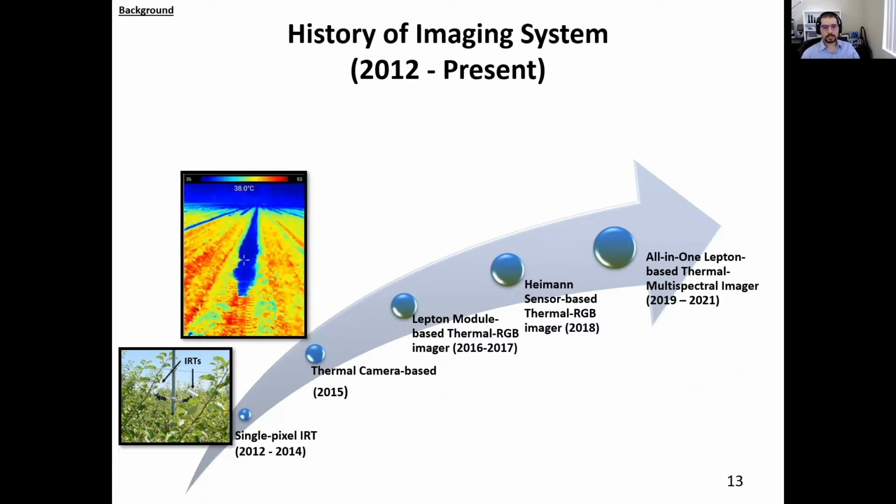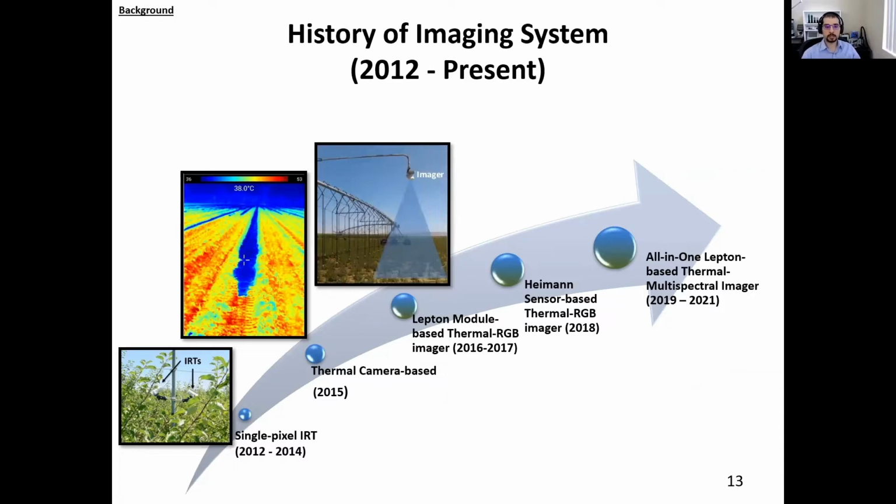But quickly I realized that that wasn't enough. Using IRTs, I had trouble separating the canopy from the background. So I started using thermal cameras, and I did some developments there. But again, the type of thermal camera that I was using was expensive. So from thermal cameras, I moved to using thermal modules, and I developed a system that was multimodal, combining thermal and RGB, and actually in a project I mounted some of these imagers on a center pivot machine.